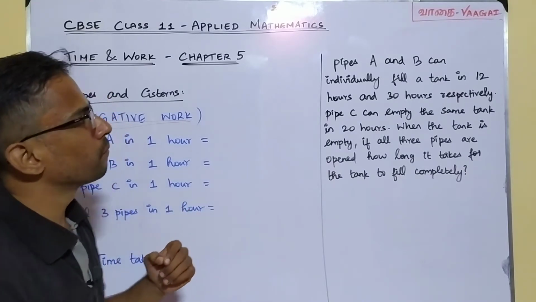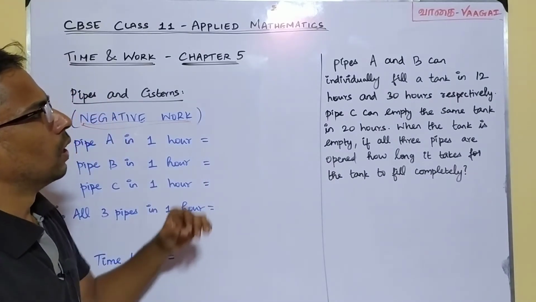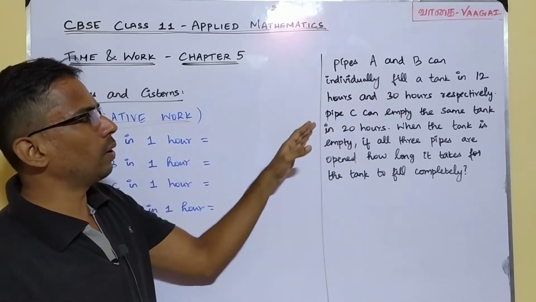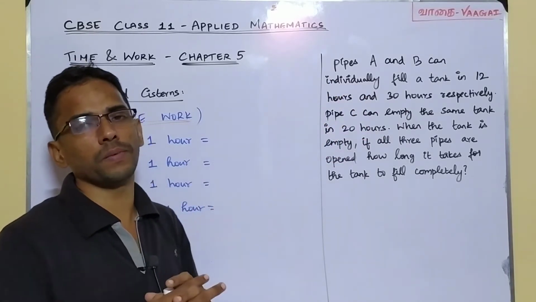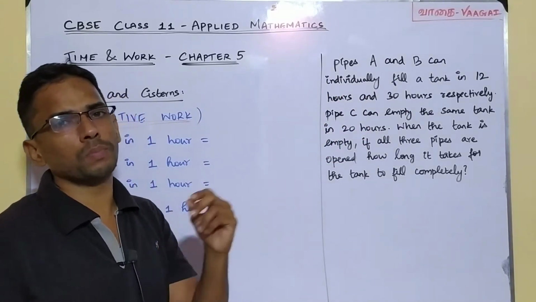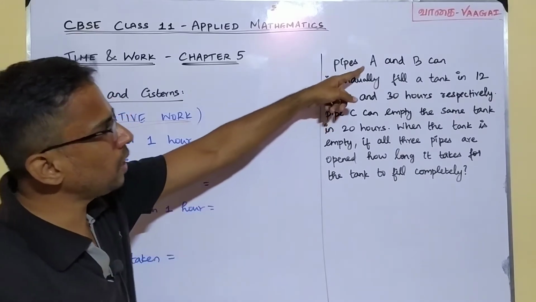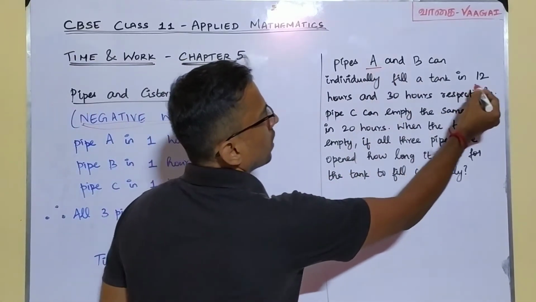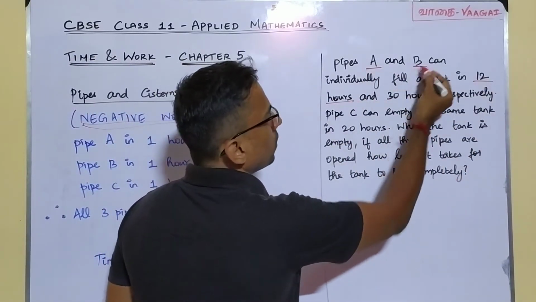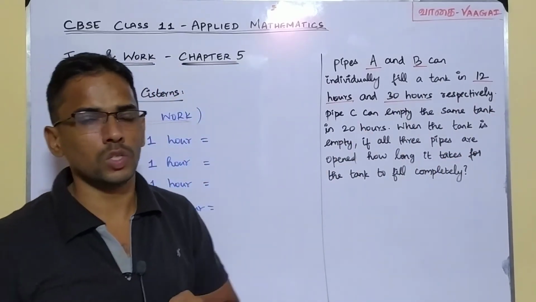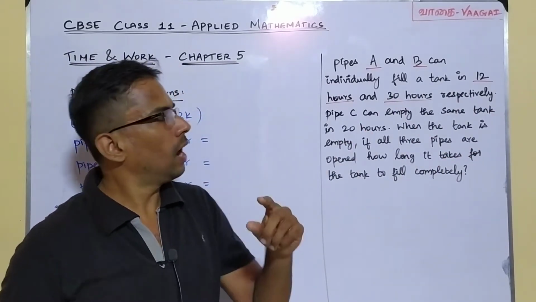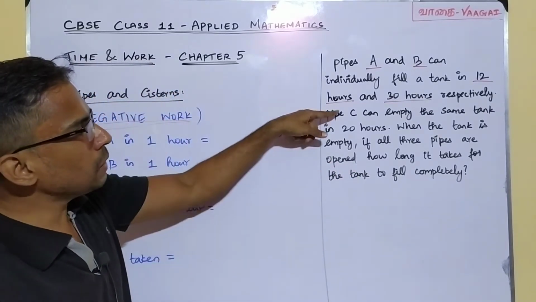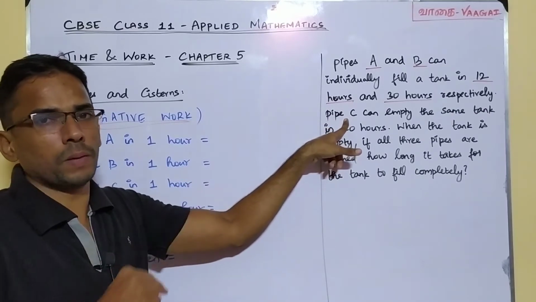Our question here: pipes A and B can individually fill a tank in 12 hours and 30 hours respectively. So initially there are 2 pipes, A and B. Pipe A can fill the tank in 12 hours and pipe B in 30 hours respectively, as they gave. So A can fill in 12 hours and B can fill the tank in 30 hours. Okay, done. Next is pipe C. So that means there's a third pipe coming in.